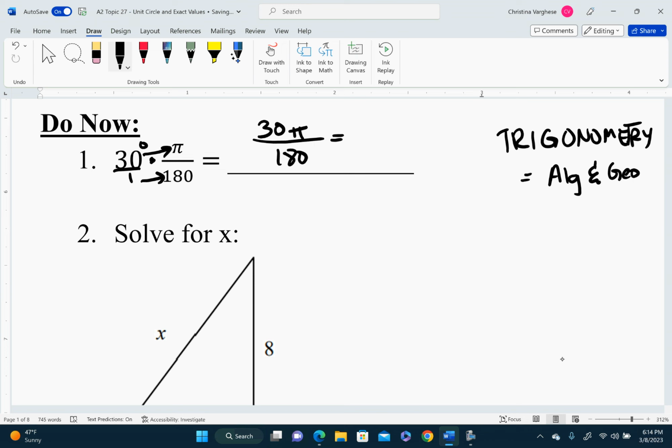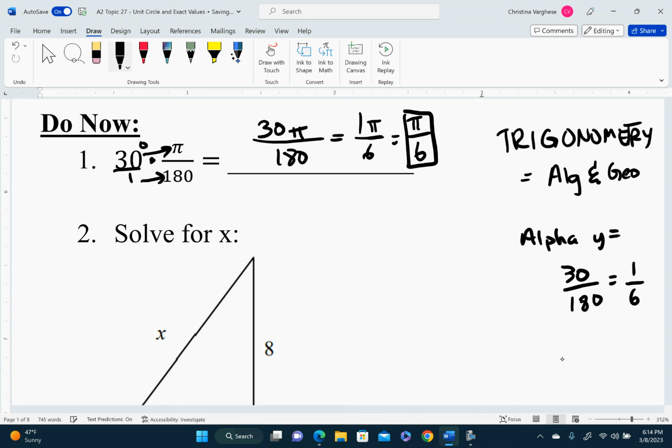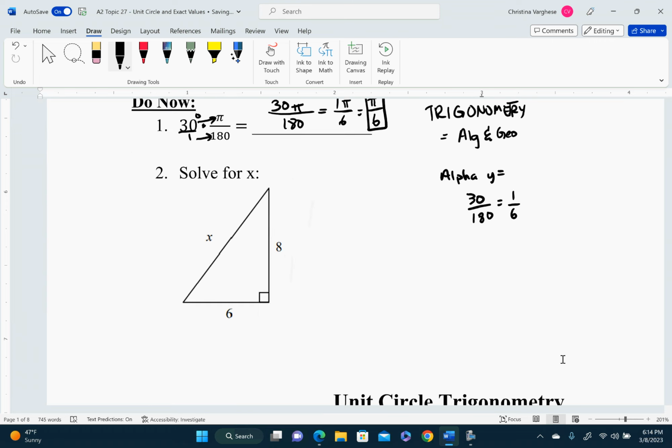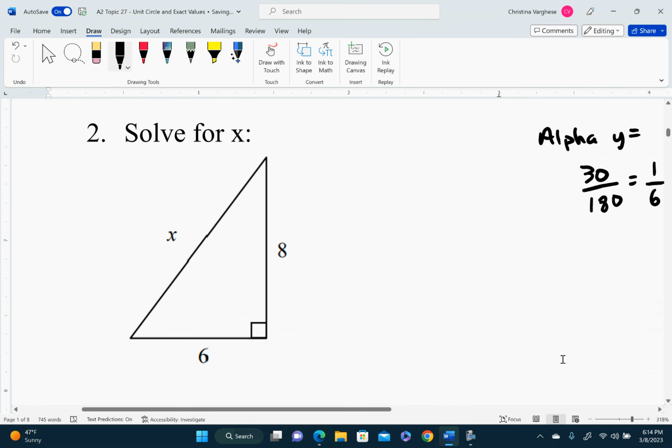If I said to you, simplify this, take your calculator real quick. Alpha y equals, so that changes into a fraction. Put 30 on top, put 180 on the bottom, hit enter, and you're going to get 1 out of 6. So this is the same thing as 1 pi, because we're going to leave it in terms of pi, and we put the 6 on the bottom. 1 times pi, or 1 times anything, is just itself. So pi over 6 is going to be our answer. You could have done the second question in middle school.